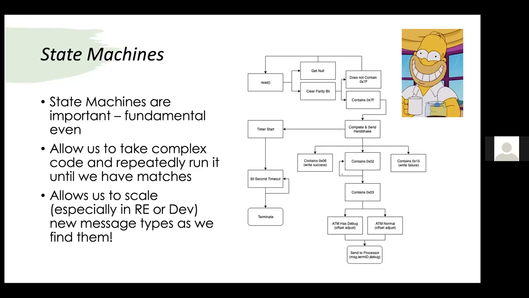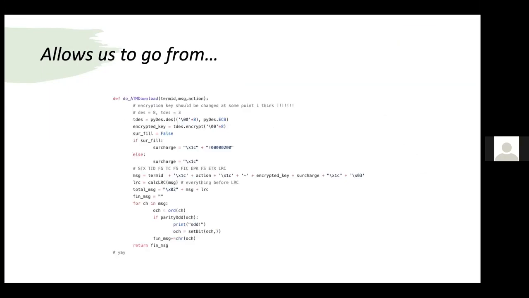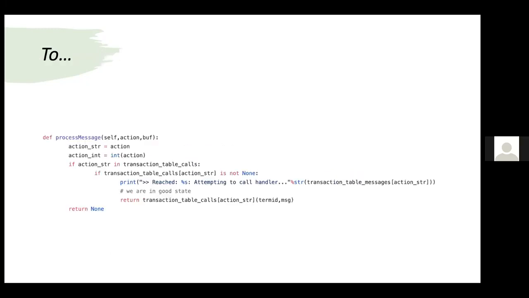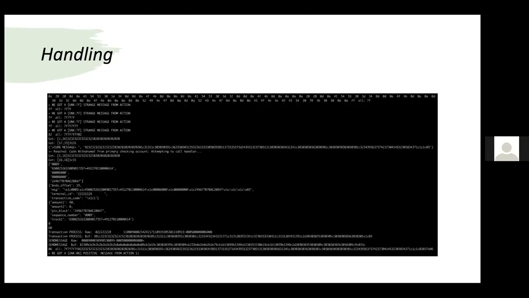And each processor takes in the message and the terminal ID, and returns an output of success or failure, and the message body that it needs to send back. Very simple. It allows us to take this gigantic blob of code and turn it into something a lot simpler, where we're simply just calling a handler and letting the handler move on, assuming all conditions are met.